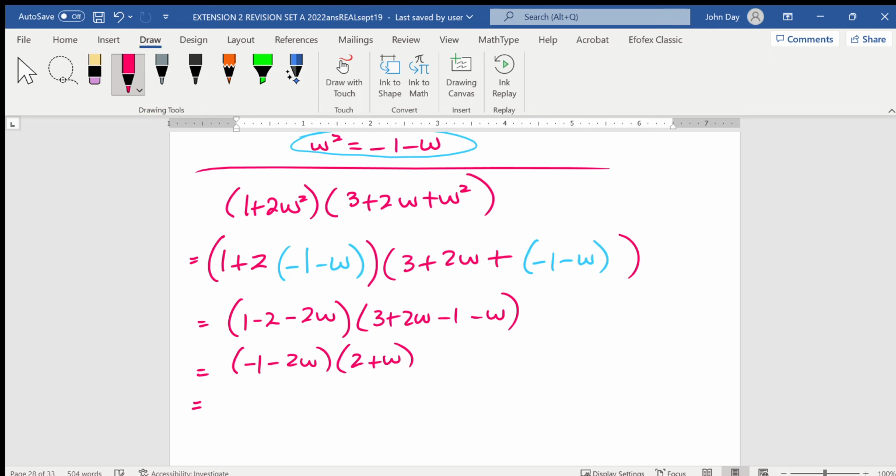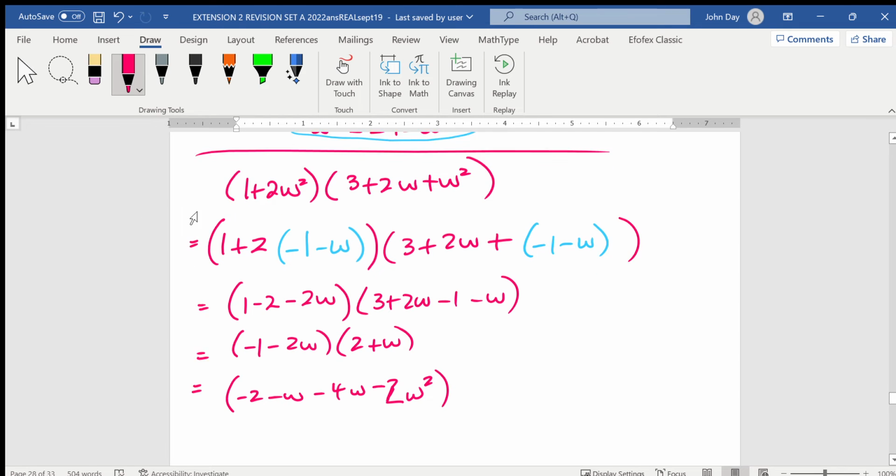Let's simplify even further. Let's expand that out. We get minus 2 minus w minus 4w minus 2. Oh, the pen has stopped working, and see if the pen continues to work. Yes, minus 2 w squared would be, so hold on, I got minus 4w, minus 2 minus w minus 4w minus 2w squared. Okay, that's what we get.